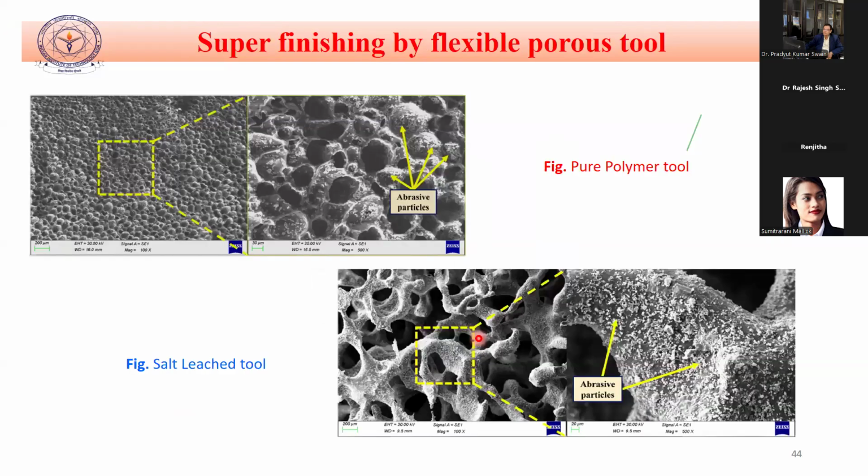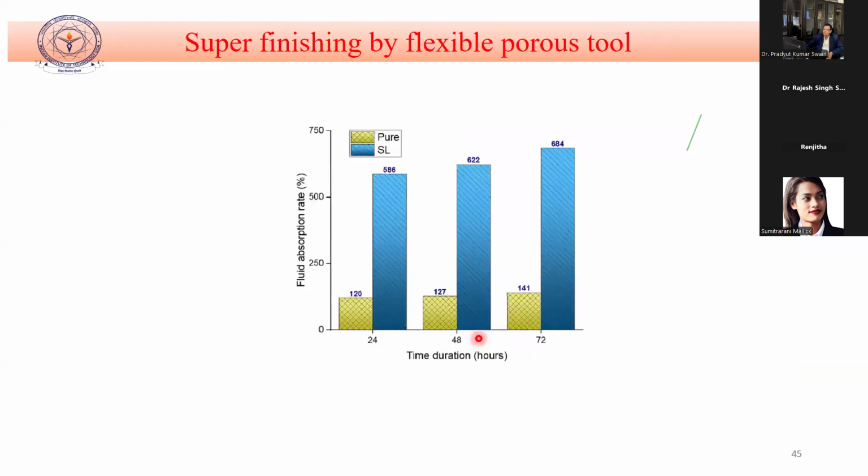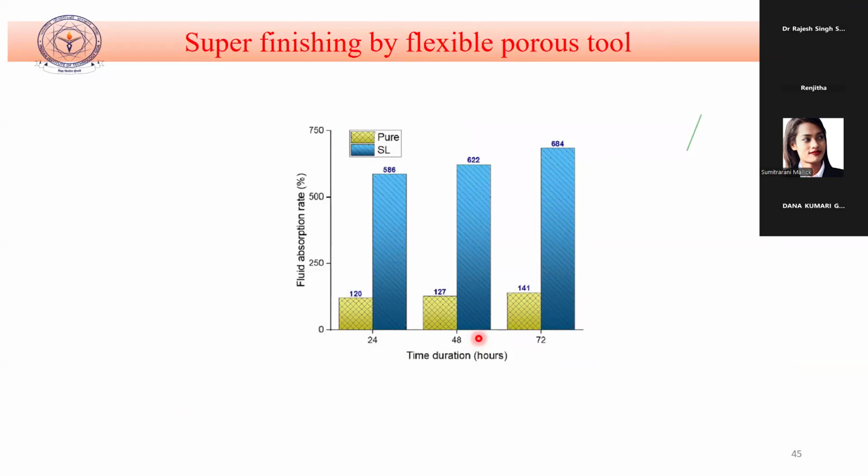Next, we see how this tool absorbs fluid, because if it absorbs more fluid, then it can take away the heat. If it can take away the heat, then we can mitigate this burning effect, not exactly corrosion. You can see the fluid absorption capacity is significantly increased in the case of the salt leached tool, because there is porosity. That means the fluid is accommodated in the space made by this porous structure.